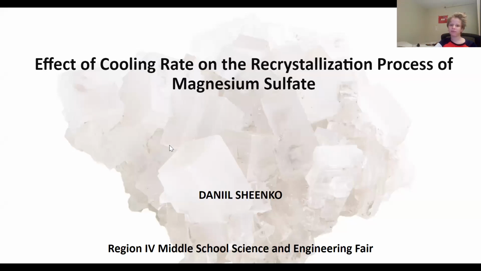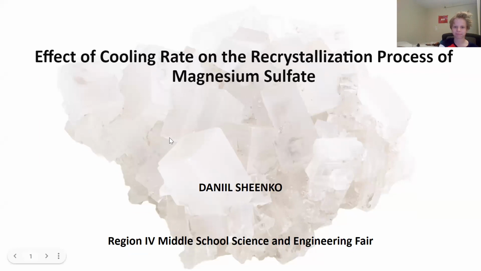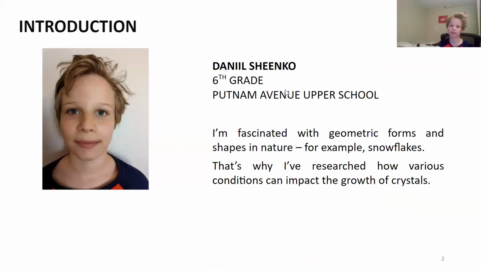My project is the effective cooling rate on the recrystallization process of magnesium sulfate. My name is Daniel Shenko, and I'm in 6th grade in Putnam Avenue Upper School. I'm fascinated with geometric shapes and shapes in nature, for example, snowflakes. That's why I've researched how various conditions impact the growth of crystals.